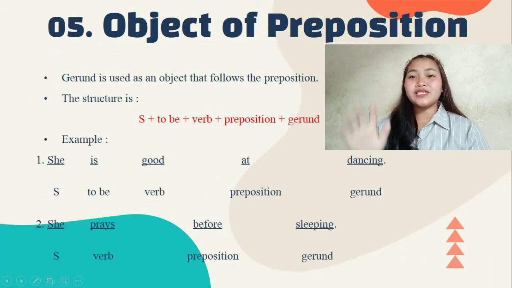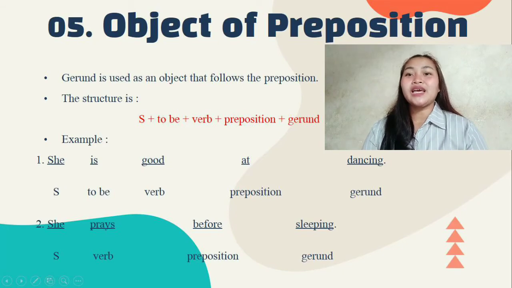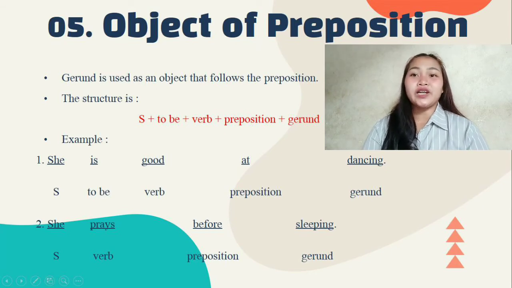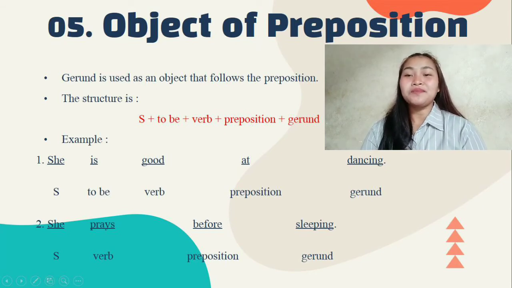And the fifth is object of preposition. In this part, gerund is used as an object that follows the preposition. So the structure is subject plus to be plus verb plus preposition plus gerund. So for example, number 1 is she is good at dancing. She as subject, is as to be, good as verb, at as preposition, and dancing as gerund.